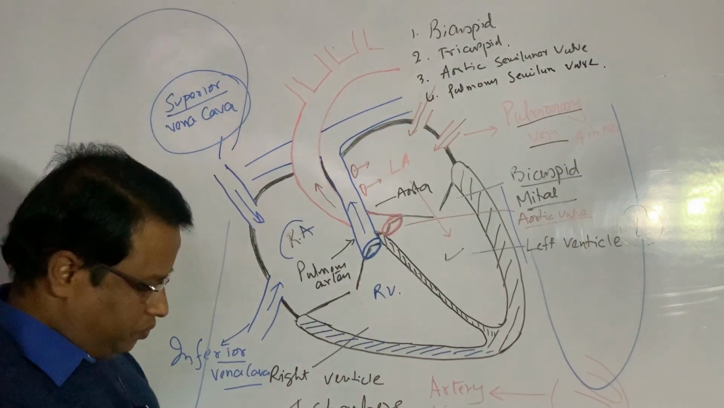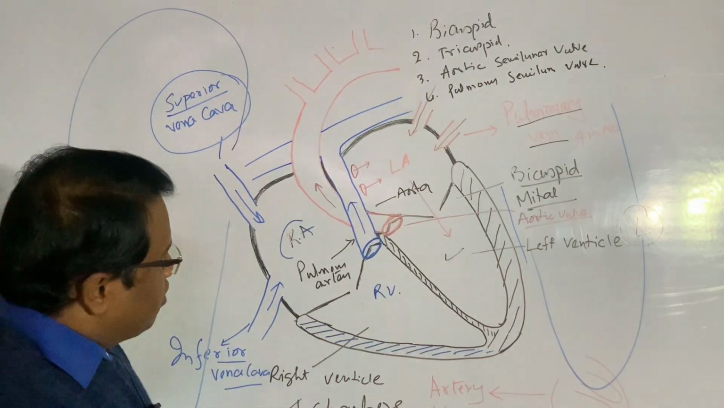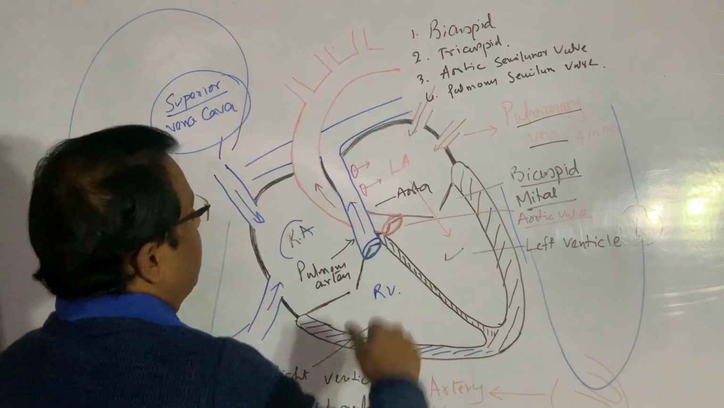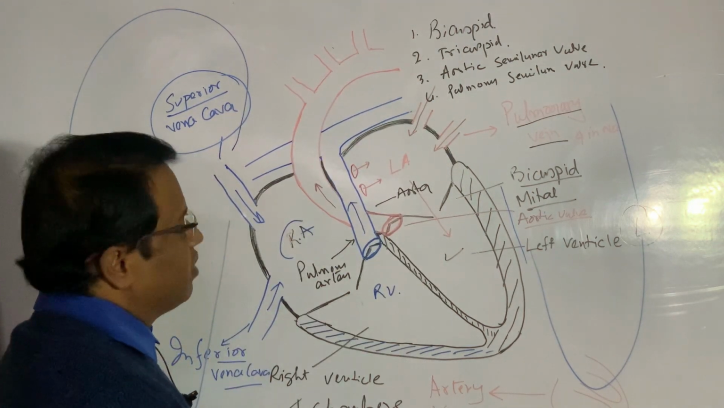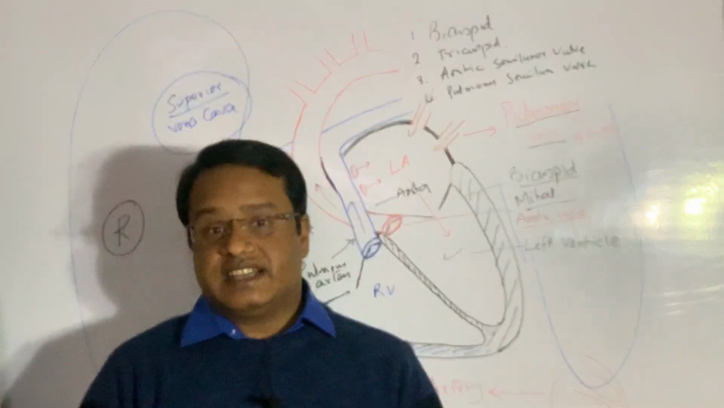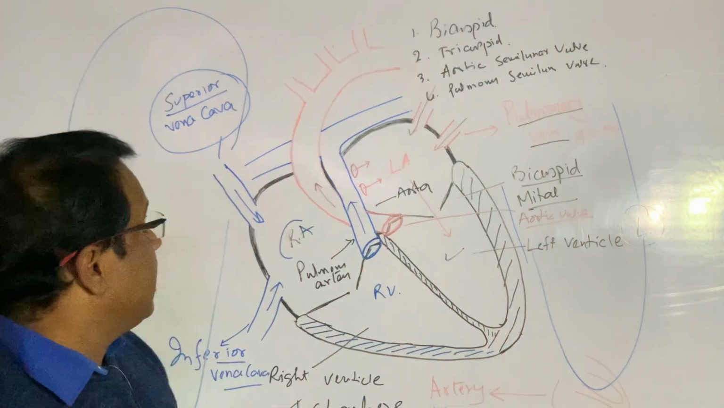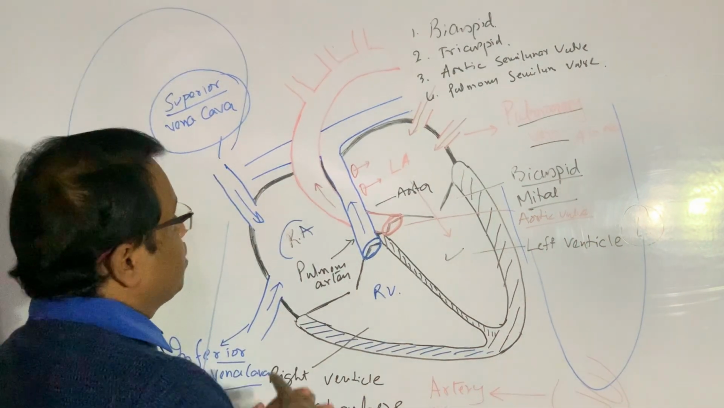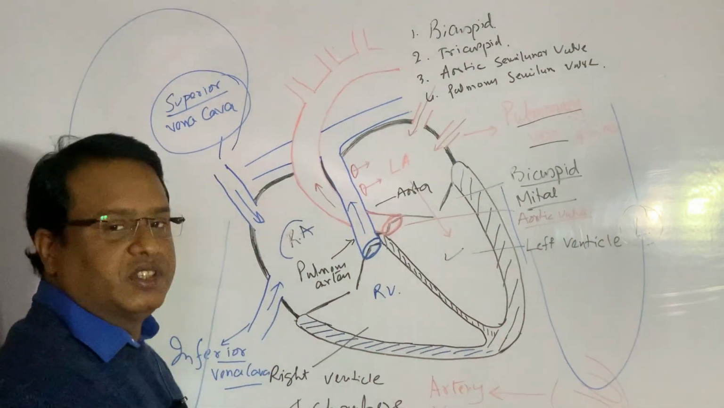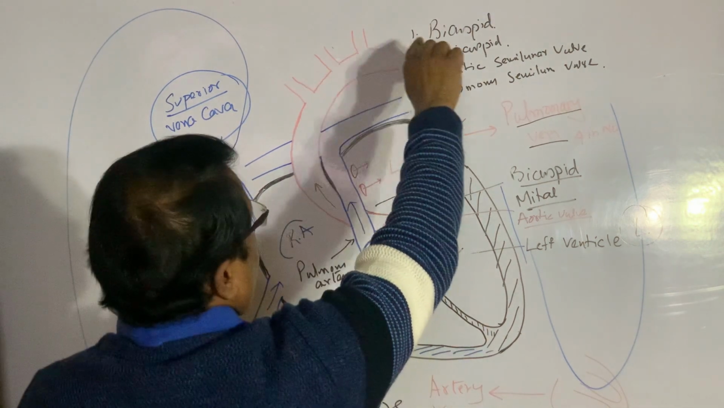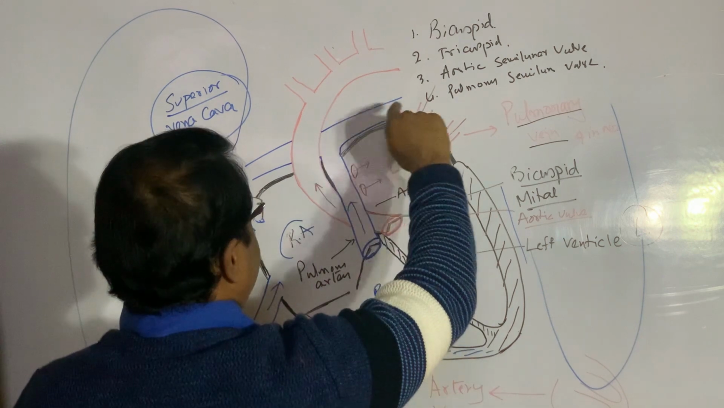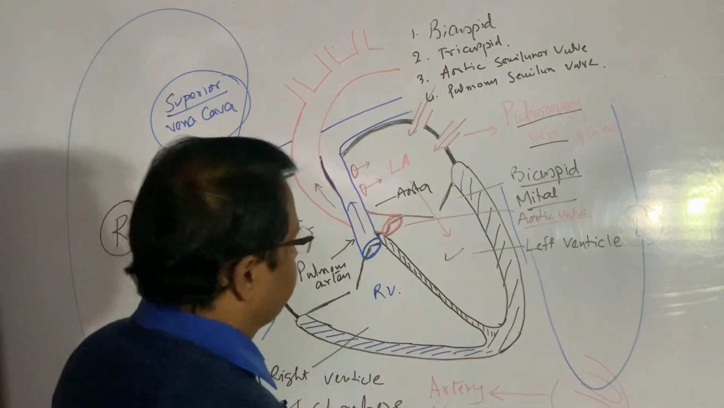Okay, those are the major chambers, valves, and arteries and veins connected with the heart. You all know that the heart functions as a pump organ and pumps blood throughout the body as well as pulmonary circulation. That is, throughout the body blood is ejected through the aorta, and in pulmonary circulation through the pulmonary artery.